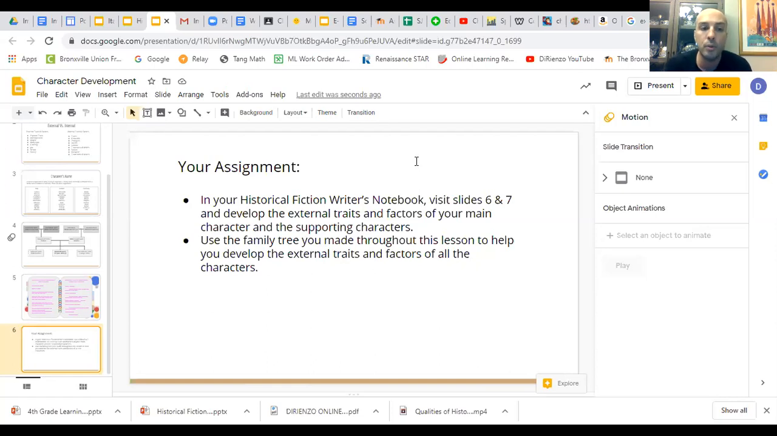This is your first opportunity to start building up who this character is, who their family is, and what are the external factors that are impacting the family's need to immigrate from the country you researched to America for a better life.